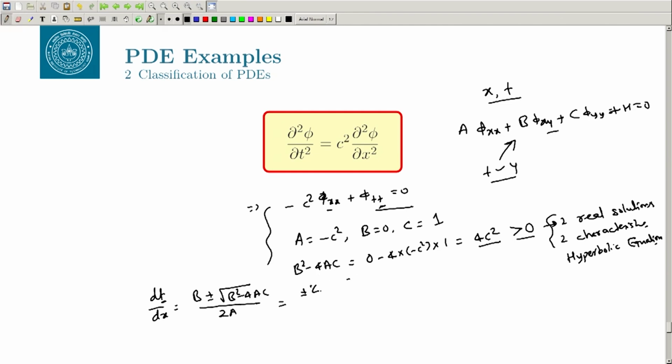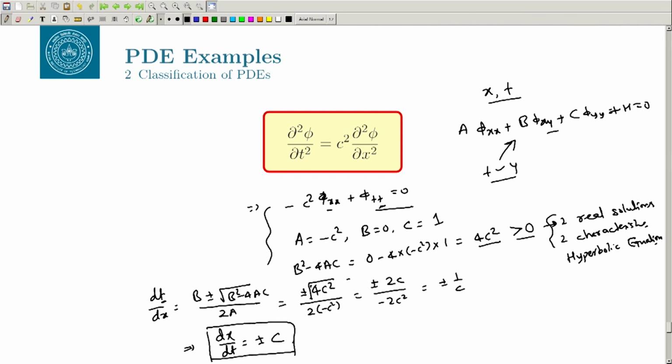Okay, this is square root of 4c square by 2 into minus c square, right. So, this is plus minus 2c by minus 2c square, this is plus minus 1 by c, right, or you can write dx by dt is equal to plus minus c. Okay. So, we also got our characteristic line. The characteristic lines will be along the direction dx by dt equal to c and dx by dt equal to minus c, right, in two directions.